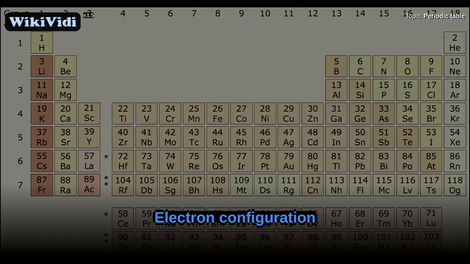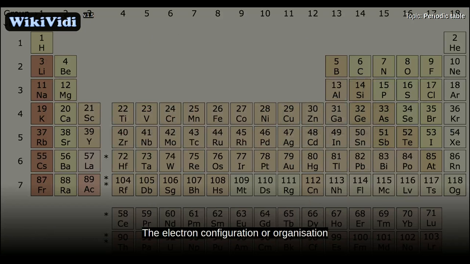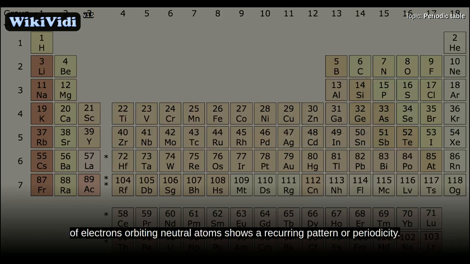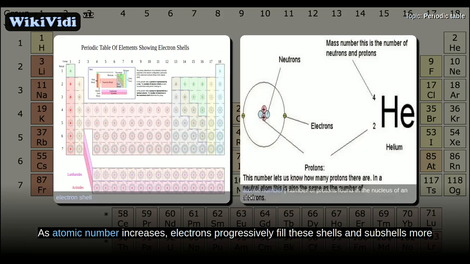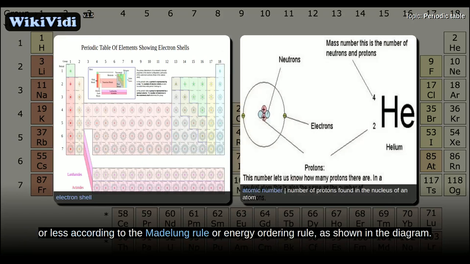Electron configuration. The electron configuration, or organization of electrons orbiting neutral atoms, shows a recurring pattern of periodicity. The electrons occupy a series of electron shells. Each shell consists of one or more subshells. As atomic number increases, electrons progressively fill these shells and subshells more or less according to the Madelung rule or energy ordering rule, as shown in the diagram.